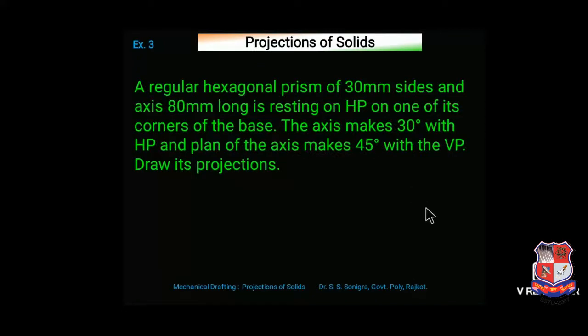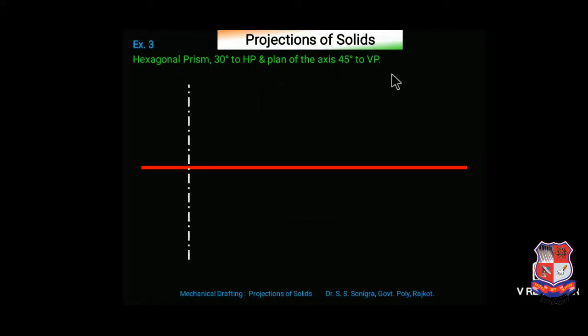Example number 3. A regular hexagonal prism of 30 mm sides and axis 80 mm long is resting on HP on one of its corners of the base. The axis makes an angle of 30 degrees with HP and the plan of the axis makes an angle of 45 degrees with VP. Draw the projections. In brief, the data can be written like this: hexagonal prism, 30 degrees to HP and plan of axis 45 degrees to VP. That's it. Only this data is enough to draw this problem.